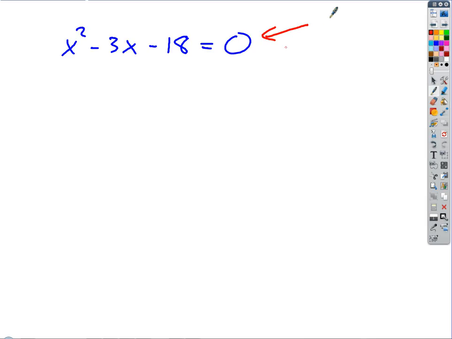So the fact that it's equal to 0 means it's in what we call standard form in algebra. And we'll talk a lot more about that next year.